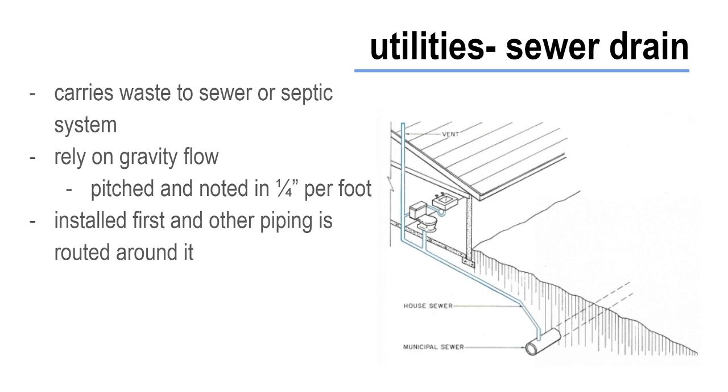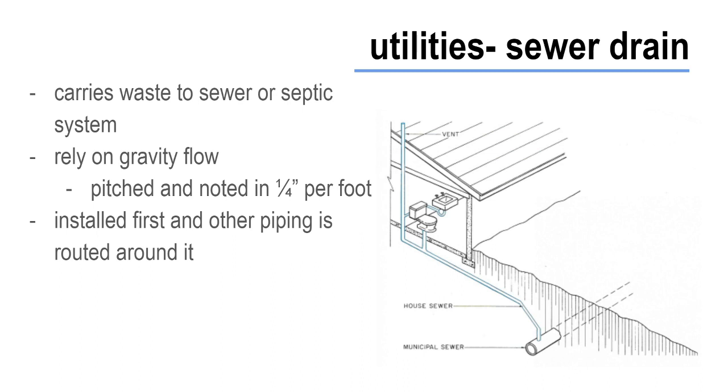Because our sewer lines usually rely on gravity flow, they are larger in diameter, usually about 4 inches minimum, and they are pitched, or slope downward, to help provide flow. Because water supply lines are pressurized, and so are gas lines too, the pitch of those is not important, and that's why the sewer is installed first, and then the other piping is routed around it as necessary.